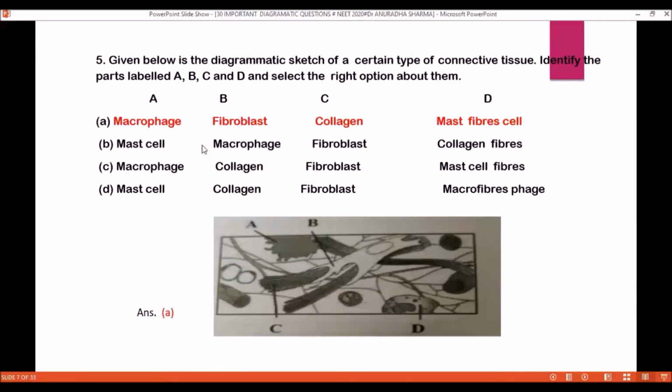Now given below is a diagrammatic sketch of a certain type of connective tissue. Identify the parts A, B, C, D and select the right option. So you have to identify the parts A, B, C and D. Looking at this diagram, we can see that A is macrophage, B is fibroblast, C is collagen and D is mast cell. So option A is correct.